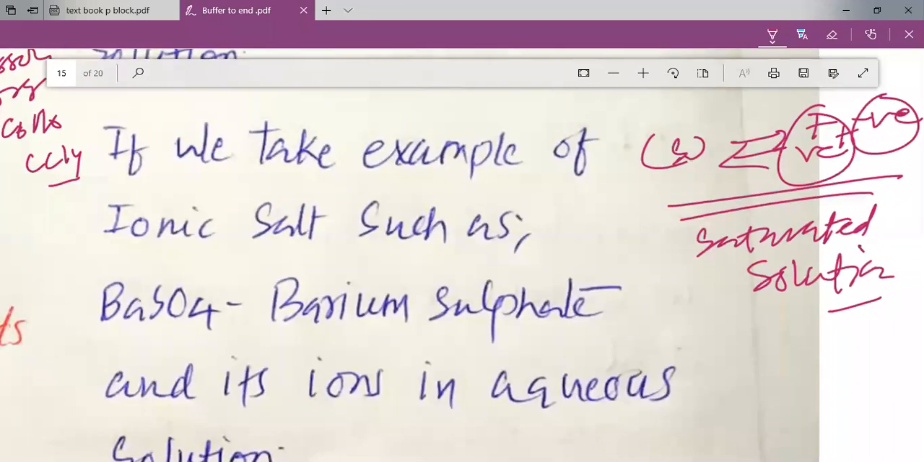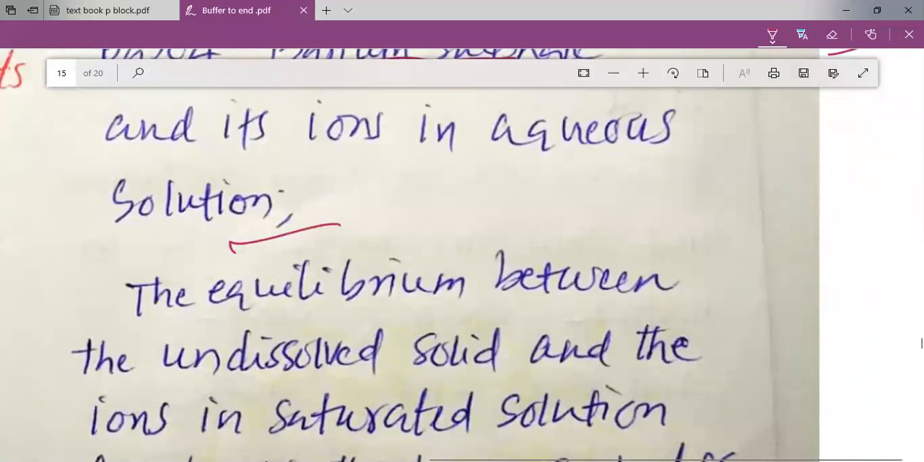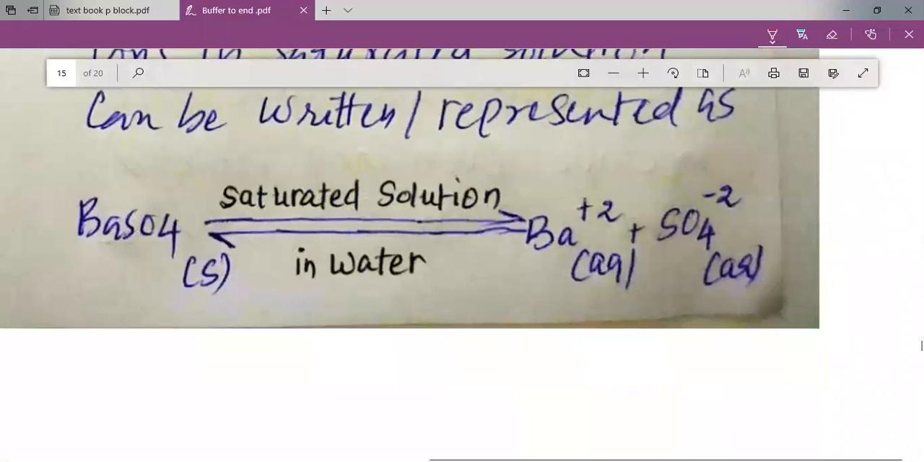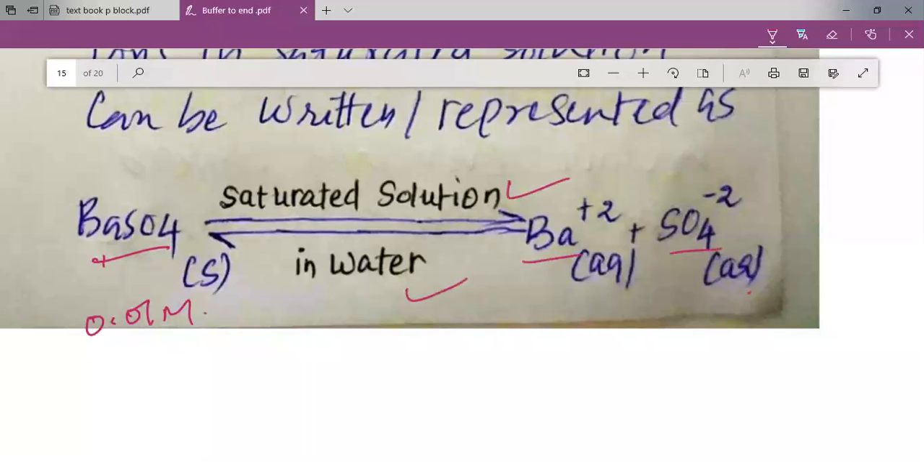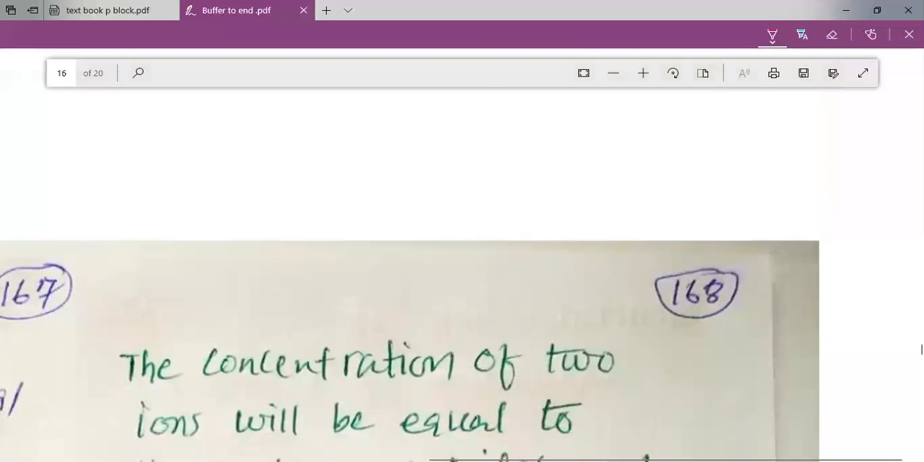If we take the example of ionic solids such as barium sulfate and its ions in aqueous solution, the equilibrium between the undissociated solid and the ions in saturated solution can be represented in this way. BaSO4 has a solubility of less than 0.01 mole per liter. When we add it to water, it dissociates in a very small quantity and produces Ba plus 2 and SO4 minus 2 ions. So it gives us the saturated solution in water, and then there is an equilibrium between the undissociated solid barium sulfate and the ions Ba plus 2 and SO4 minus 2.